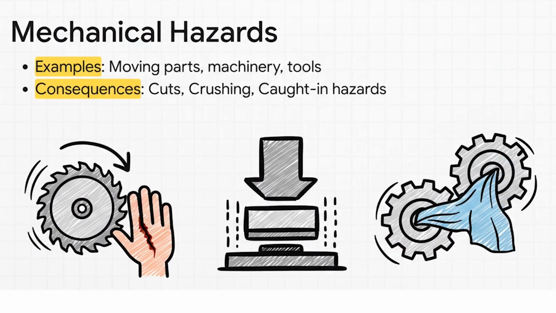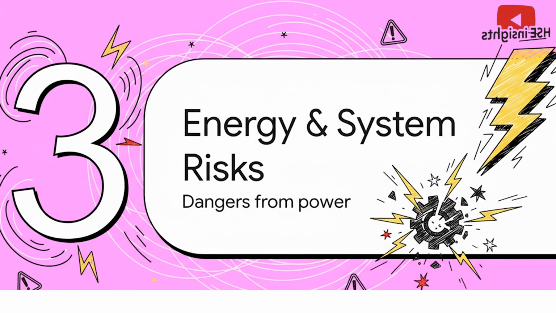And here's the big difference from ergonomic issues. These dangers are usually immediate and they can be really, really severe. We're talking about cuts from sharp blades, crushing injuries from heavy machinery, or that awful possibility of getting caught in moving parts. It's exactly why things like machine guards and following procedures to the letter are absolutely crucial.